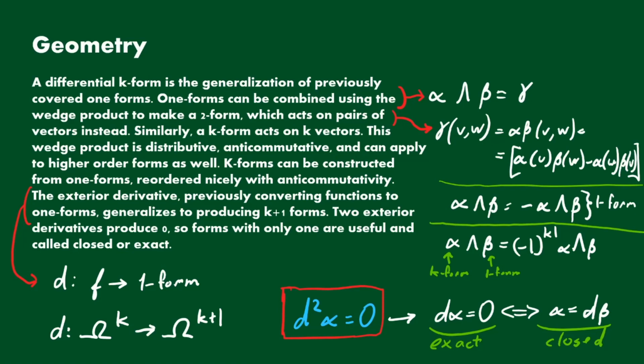K-forms can be constructed from 1-forms, reordered nicely with anti-commutativity. The exterior derivative, previously converting functions to 1-forms, generalizes to producing k plus 1 forms. Two exterior derivatives produce 0, so forms with only 1 are useful and are called closed or exact.